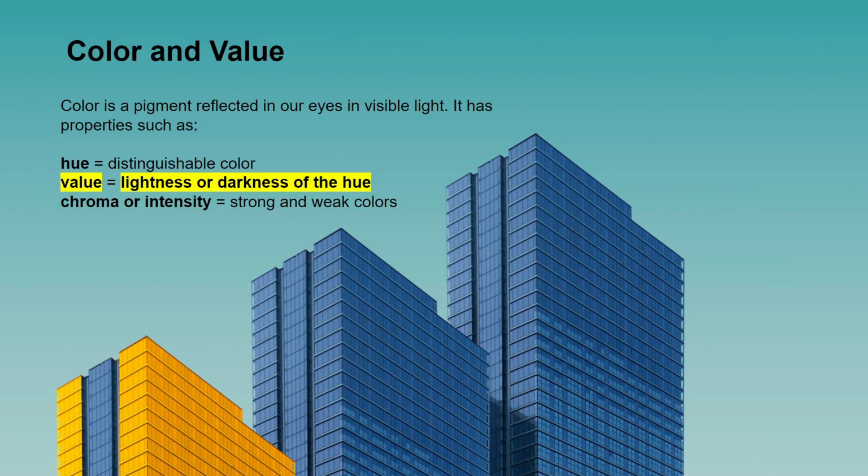Okay, color and value. So, color is a pigment reflected in the eye's visible light. It has properties such as hue, value, chroma, or intensity. Hue is the distinguishable color, value is the lightness or the darkness of the hue, and the chroma or intensity is where the strong and the weak colors will appear.